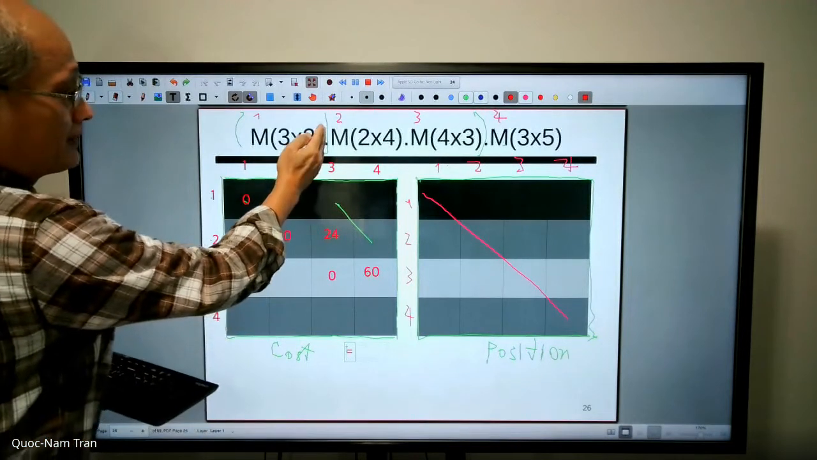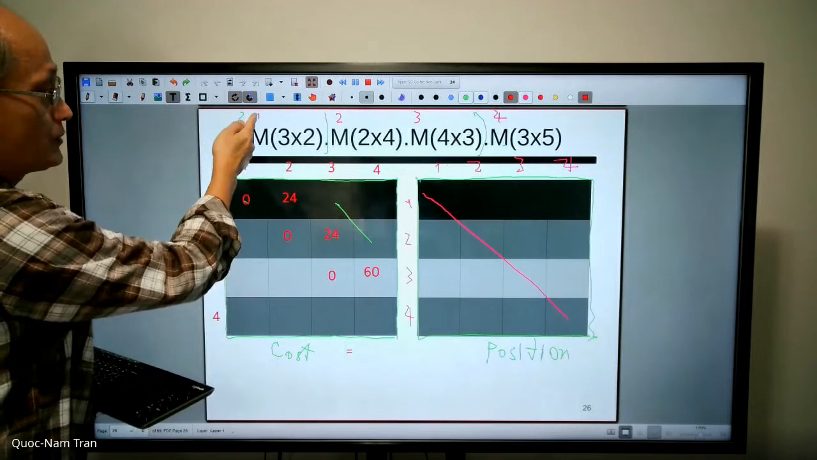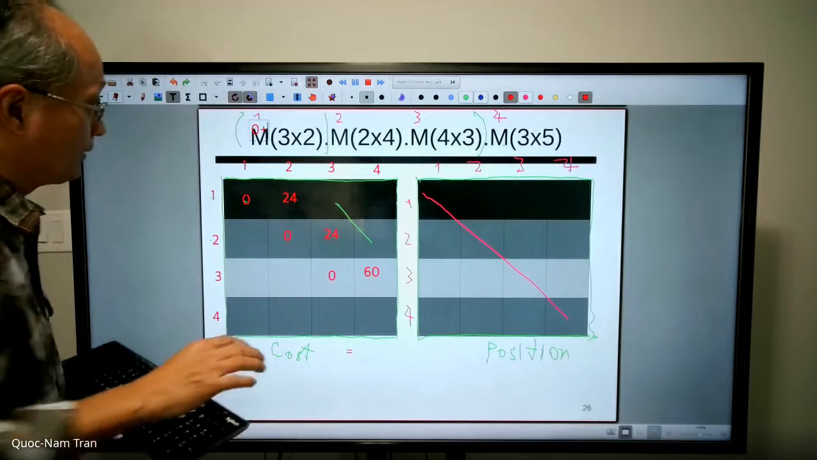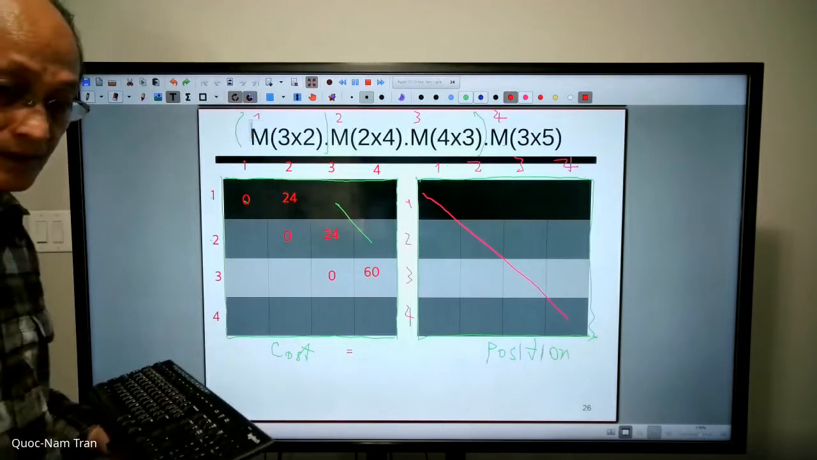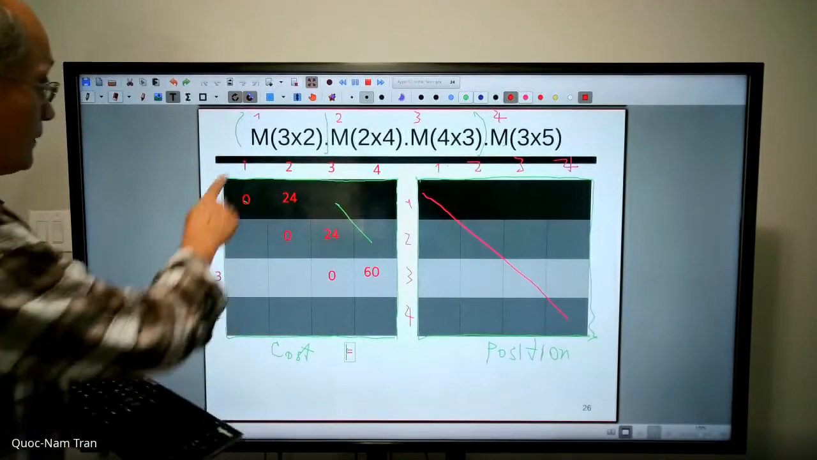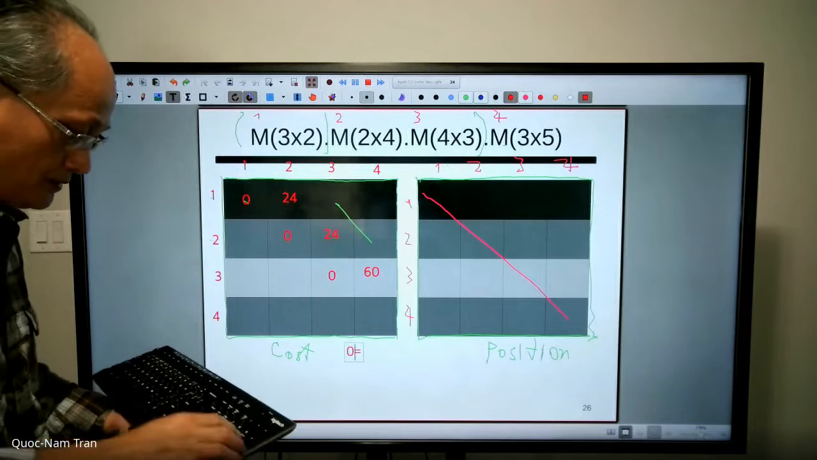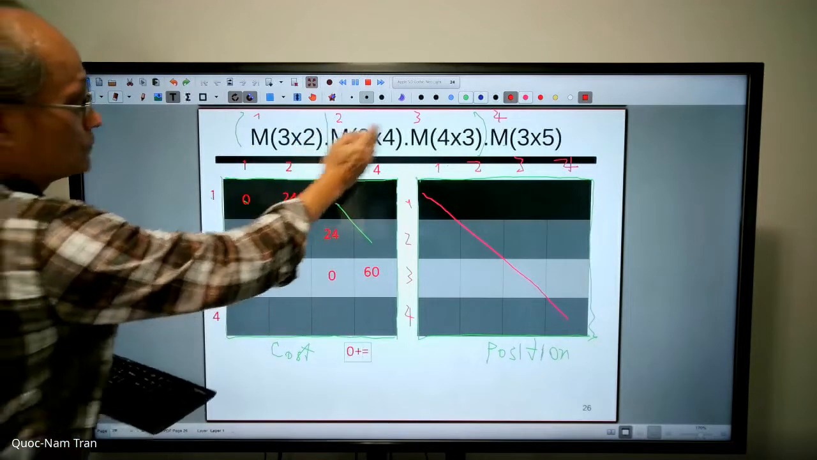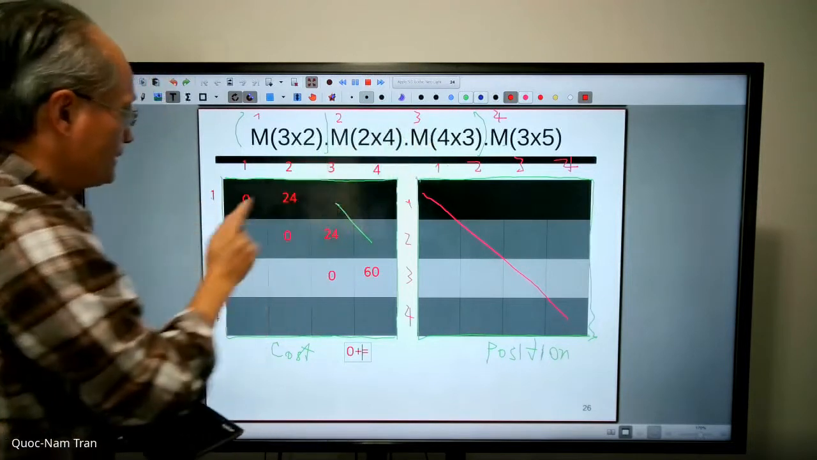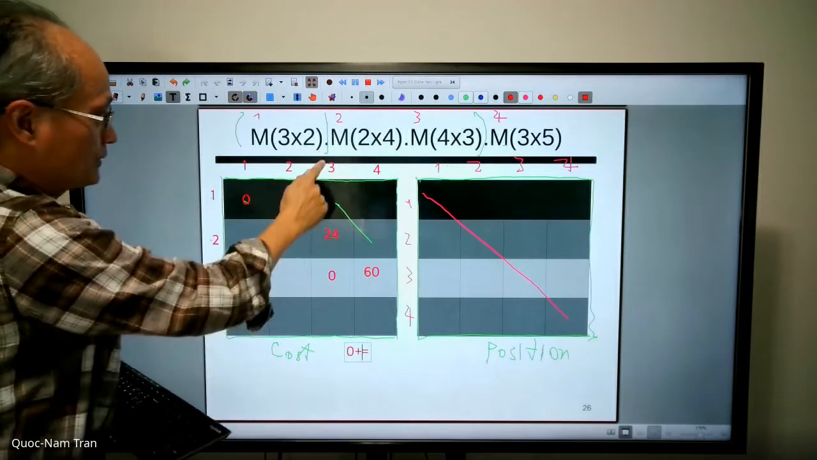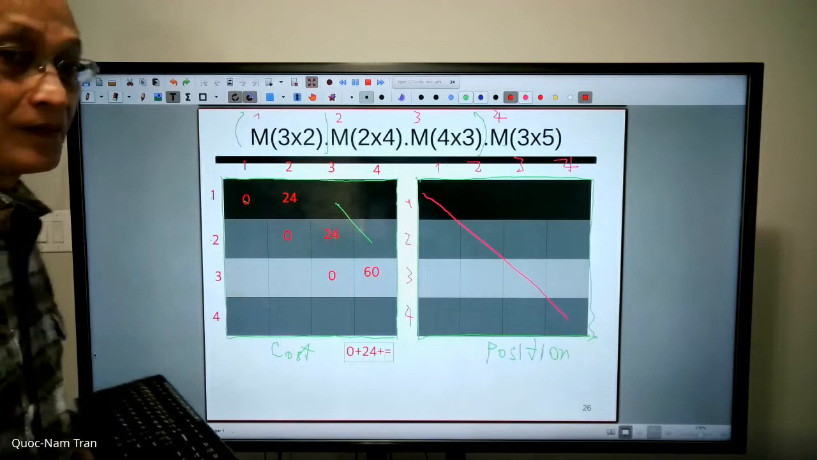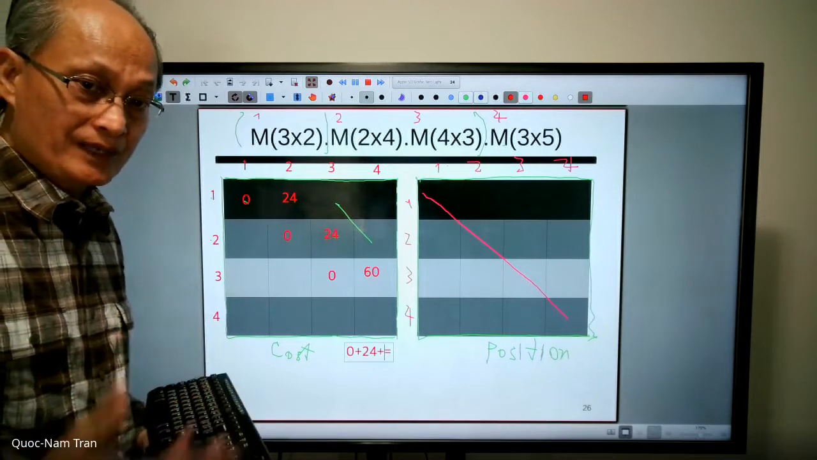If we break it here, on the left, we have from 1 to 1, right? It's 0, plus from 2 to 3, but we already know the cost for multiplying from 2 to 3. We just have it here, 2 to 3 is 24, right? Plus the cost of multiplying them together, right?